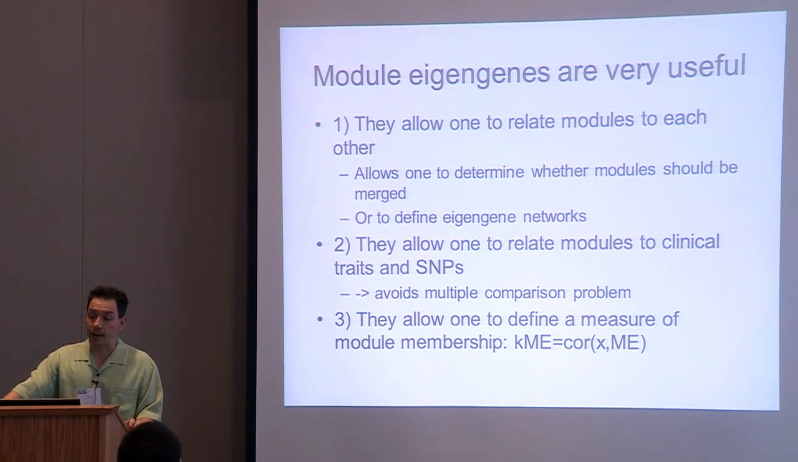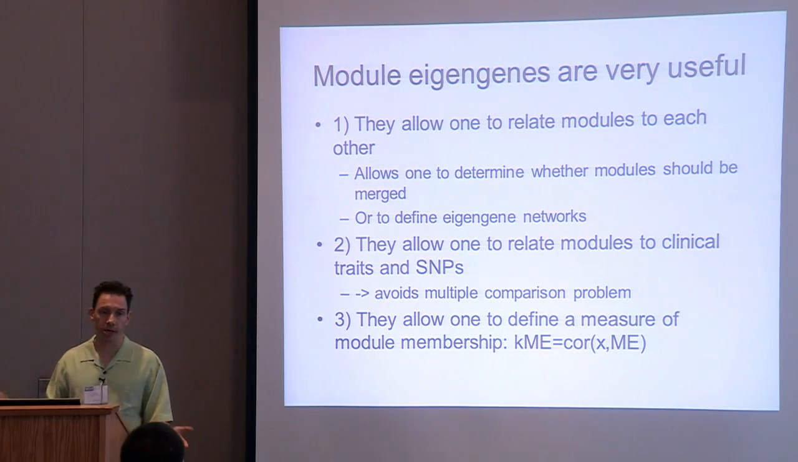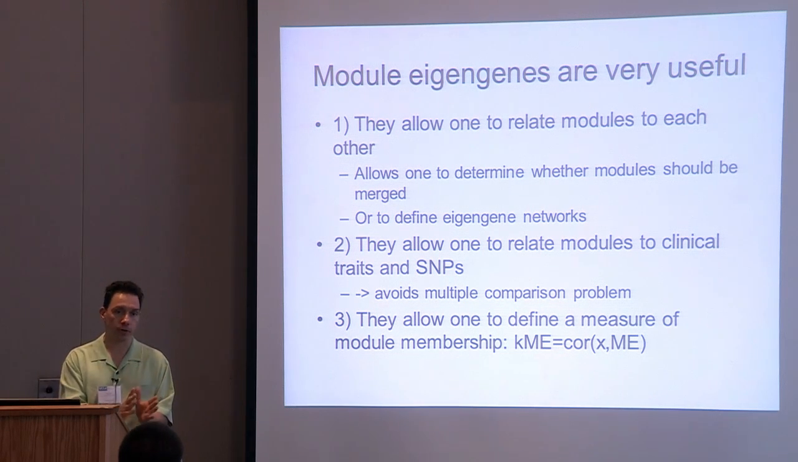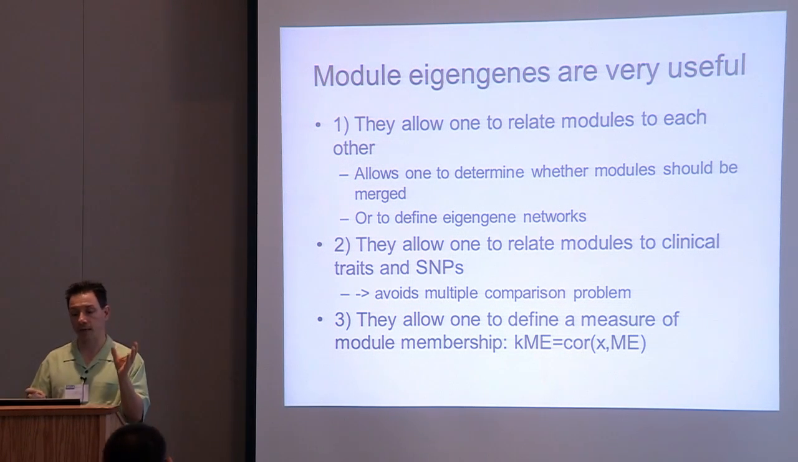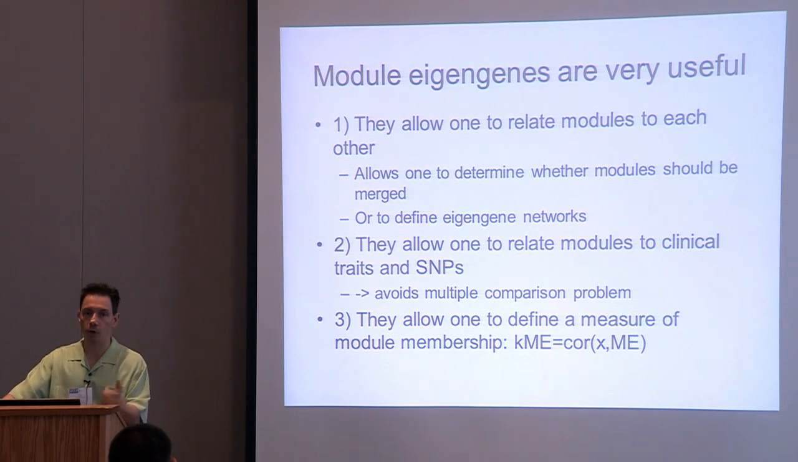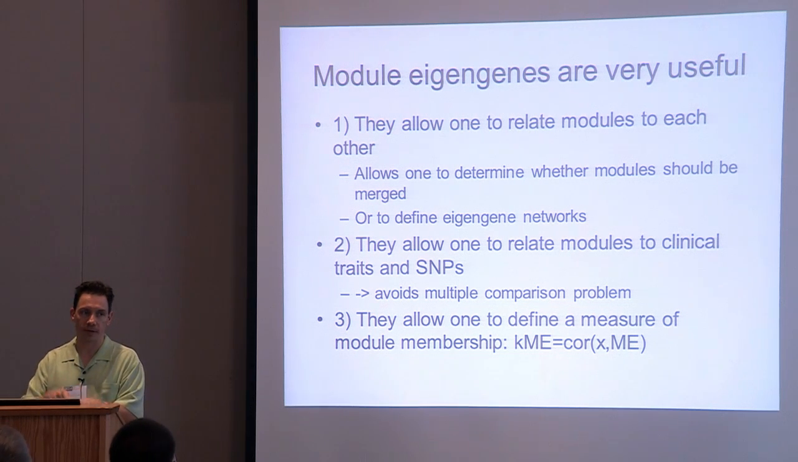Now, why do we like eigengenes? They have many uses. But the number one use is they allow one to relate modules to each other. Let's say you have the brown module and the blue module, and you want to relate them. How would you do it? Well, you represent each of these modules by their respective eigengene, and you just correlate these eigengenes. And you could say, wow, these two modules are highly related because their eigengenes have a correlation bigger than 0.8. And if this is so, you could say, I should have merged the modules. They're really indistinguishable.